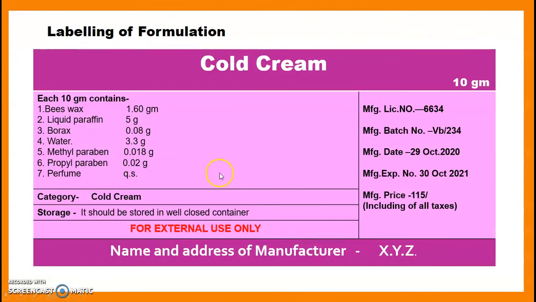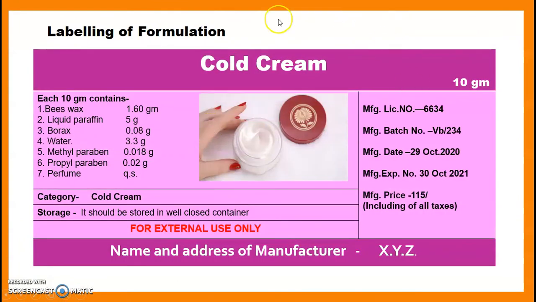After that we move toward the labeling of the formulation. Labeling of the formulation should be maintained such that, first of all, the name of the preparation is at the top of the label. Then on the right hand side of the label, at the top, we mention the quantity of our preparation, that is 10 gram. Then we mention the ingredients content, that is here we mention the 10 gram of content, that is beeswax, liquid paraffin, borax, water, methyl paraben, propyl paraben, perfume, etc.